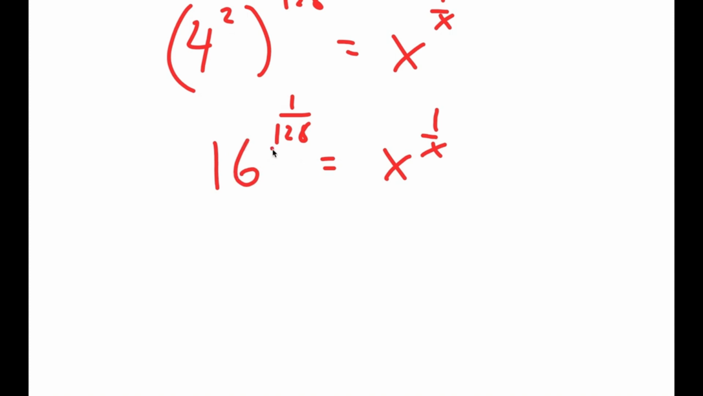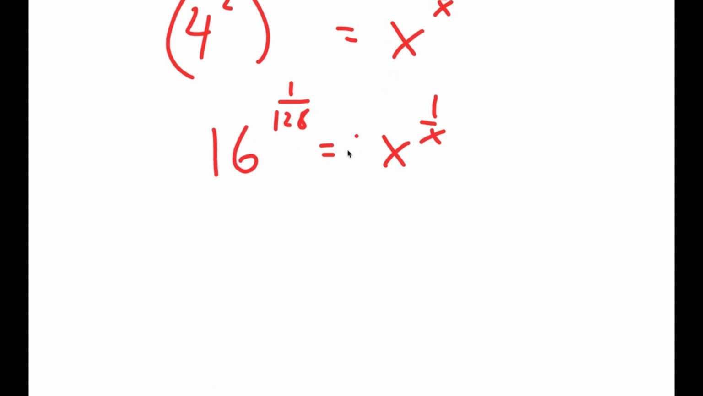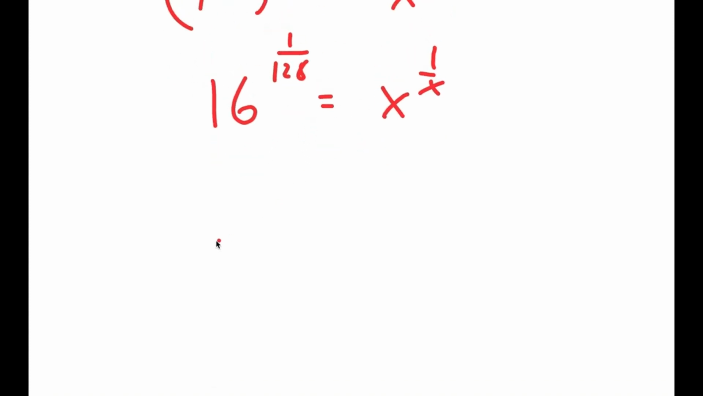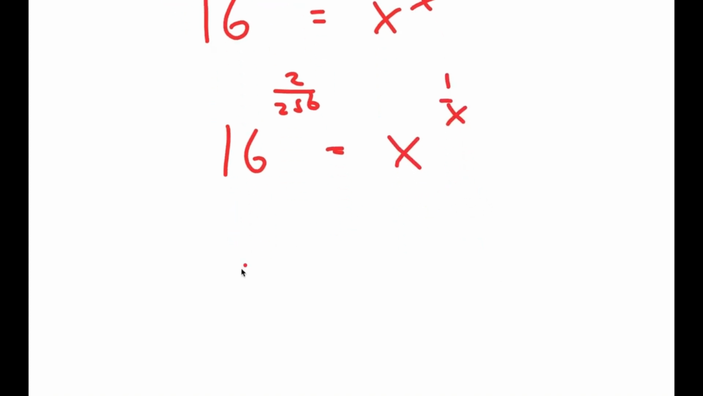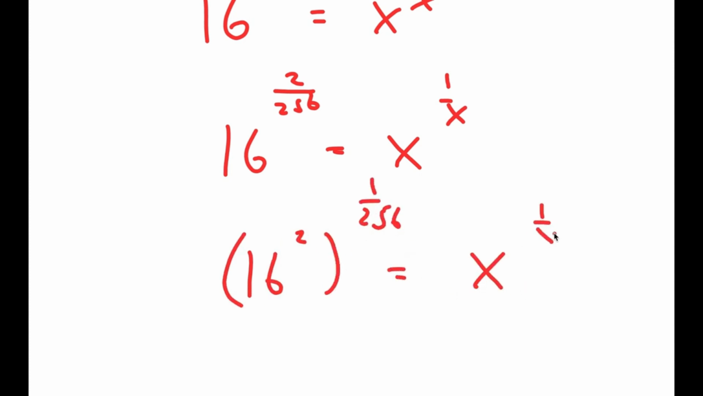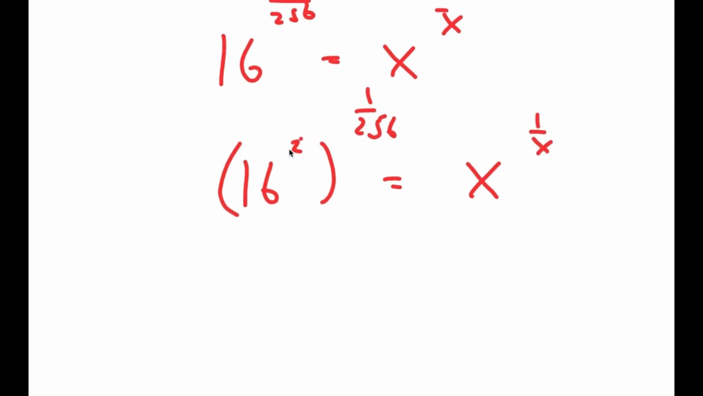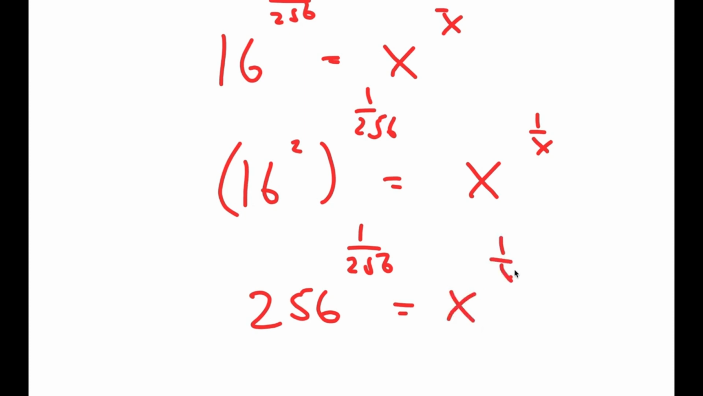And they still aren't the same, so I'm going to repeat it once again. So I get 16 to the power of 2 over 256 is equal to x to the power of 1 over x. Now this is the same thing as 16 squared to the power of 1 over 256 is equal to x to the power of 1 over x. And now 16 squared is equal to 256, so I get 256 to the power of 1 over 256 is equal to x to the power of 1 over x.